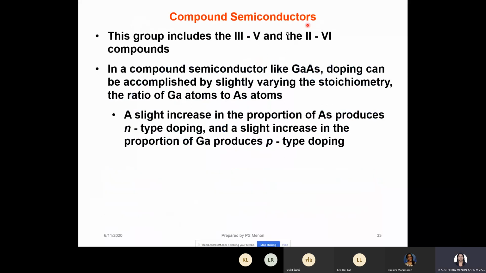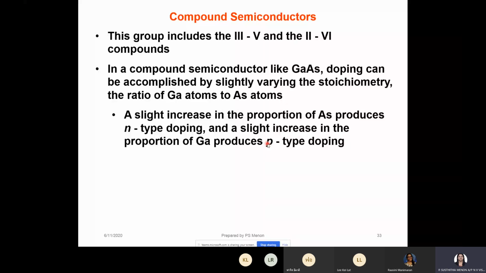Compound semiconductors, this group includes the 3,5 and also 2,6 compounds. So in a compound semiconductor like gallium arsenide, doping can be accomplished by slightly varying the stoichiometry or the molarity, the ratio of gallium atoms to arsenic atoms. A slight increase in the proportion of arsenic produces N-type doping. A slight increase in the proportion of gallium produces P-type doping, because you need carriers to produce photons, so you need to dope the material.